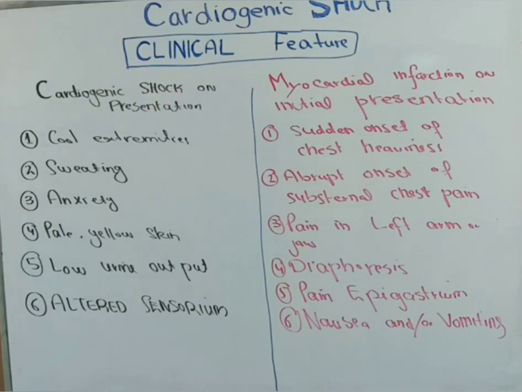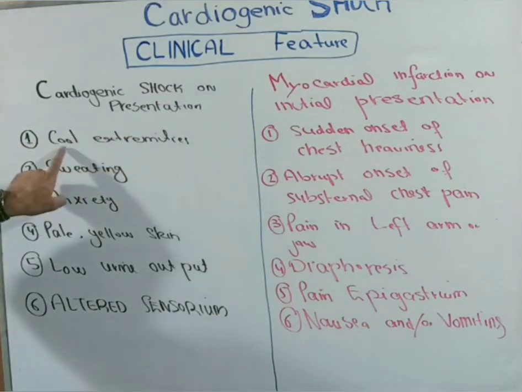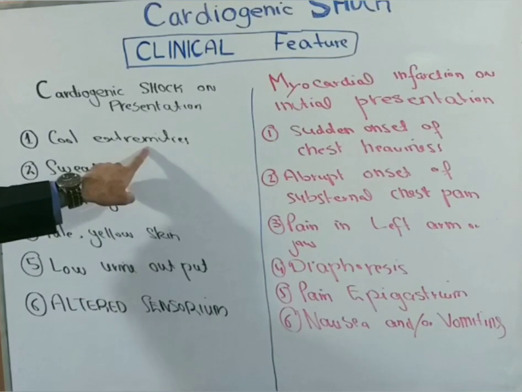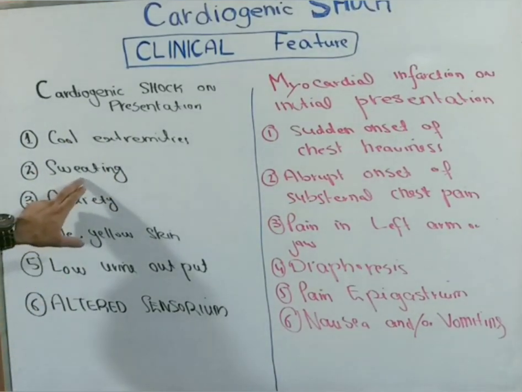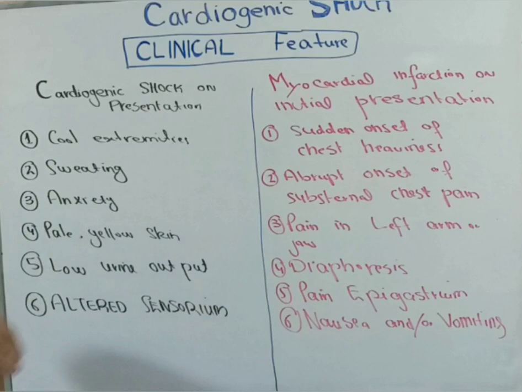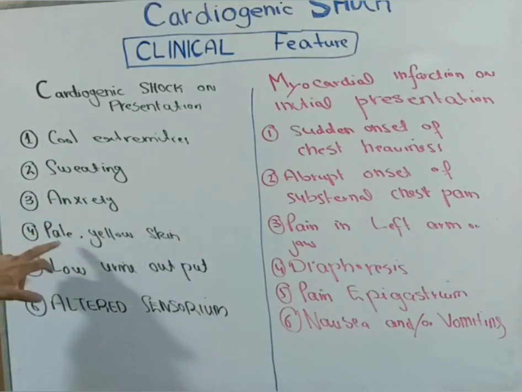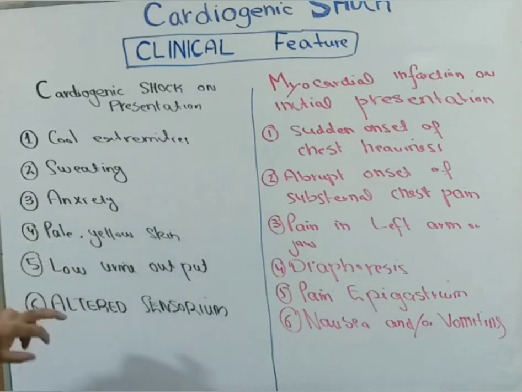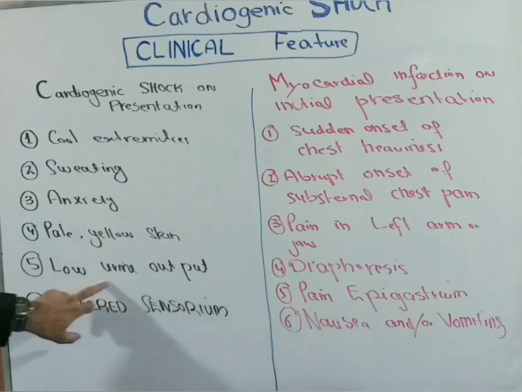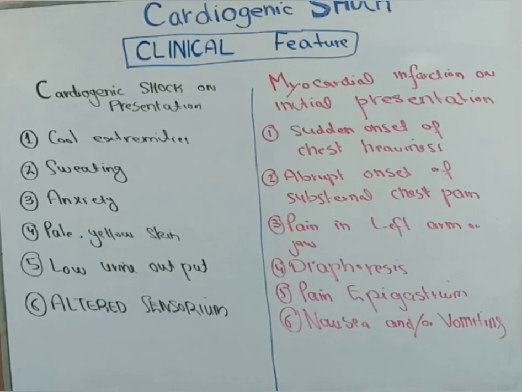Those patients who initially present with cardiogenic shock may have cool extremities because of the low blood pressure. They may have sweating because of the adrenergic system activation, and for the same reason they may be anxious. Their skin may be pale and yellow because of the hypoperfusion of the vital organs, including the skin. Because of the low blood supply to the kidneys, these patients may develop low urine output, and because of the low blood supply to the brain, they may also develop altered sensorium.